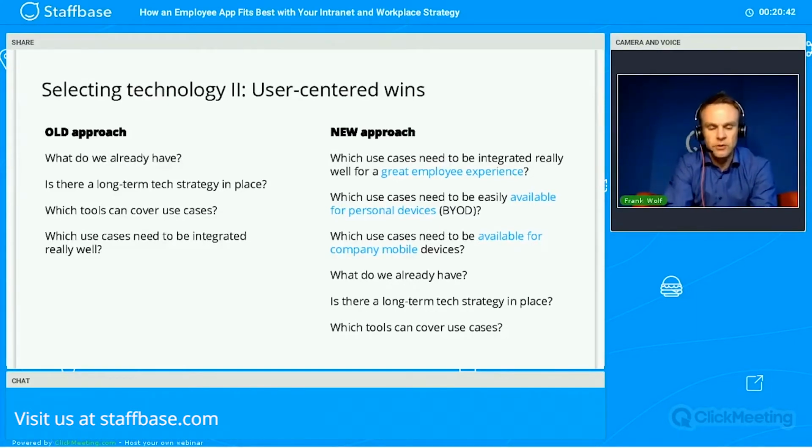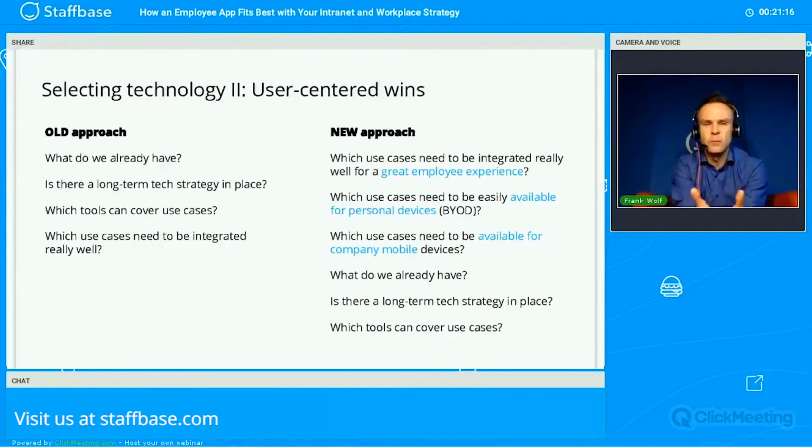And then you would say, what are the tools that can cover the use case, and which use cases need to be integrated. This is still some sort of true, but in a new approach, there are other factors coming in that are even more important. First one is great employee experience. If it's not a great experience, and if it doesn't work really well, also in terms of accessibility, it means departments, users will turn to other solutions. You will still end up with shadow IT.